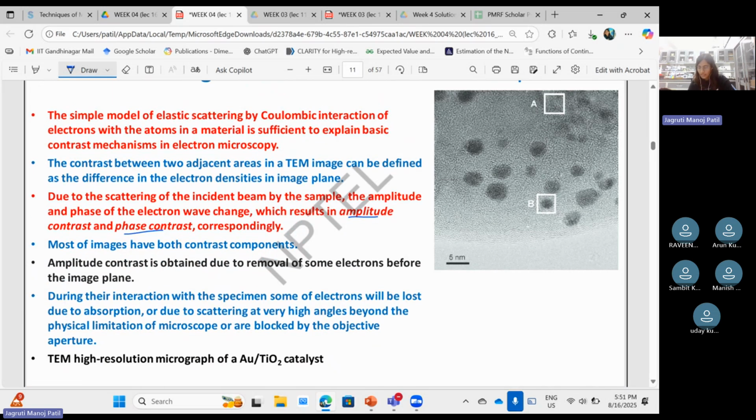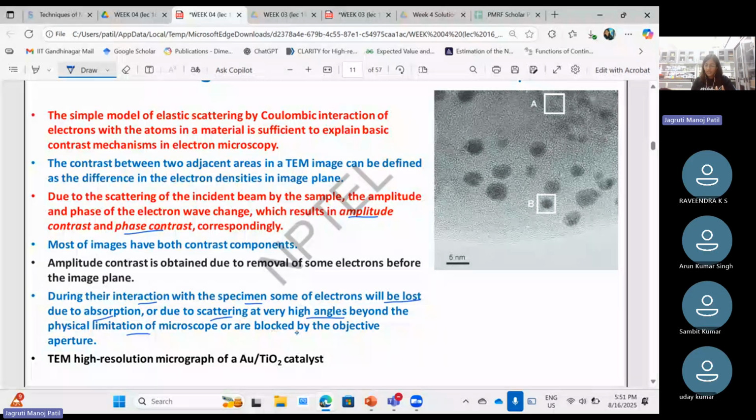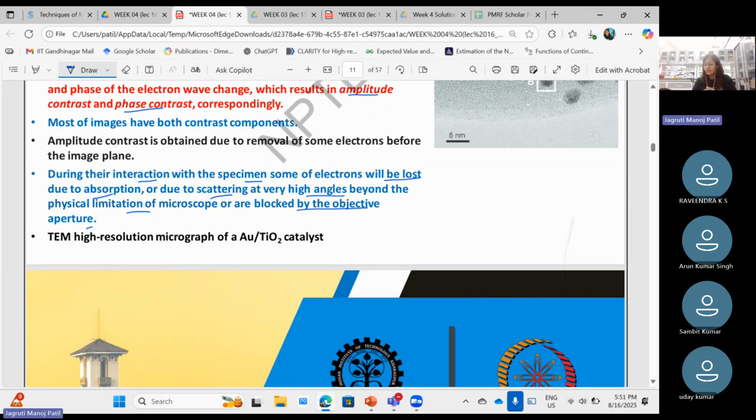So this is an image that they have shown over here. When electrons interact with the specimen, we have been looking at this term again and again, the electrons will be lost due to absorption, will be scattered at a very high angle beyond the physical limit, or are even blocked by the aperture. So sometimes they'll be lost, sometimes they would be scattered. This is a phenomenon called attenuation. We see that something is getting absorbed, getting scattered, getting reflected back. That is nothing but the interaction of electrons with the specimen, with the matter that we are looking at.